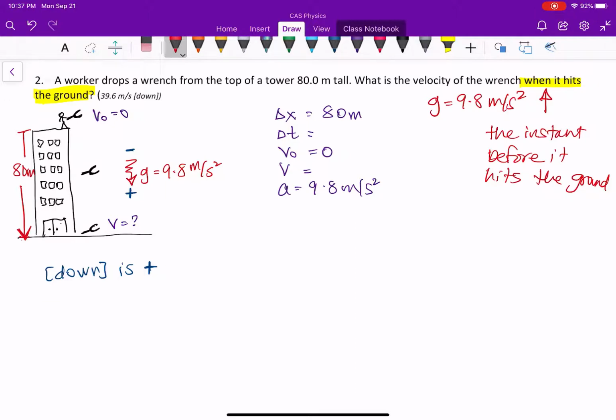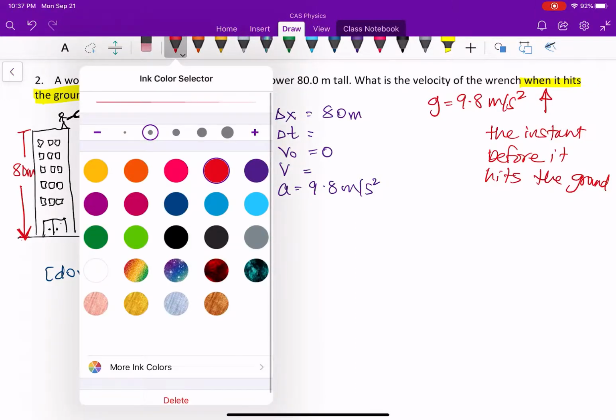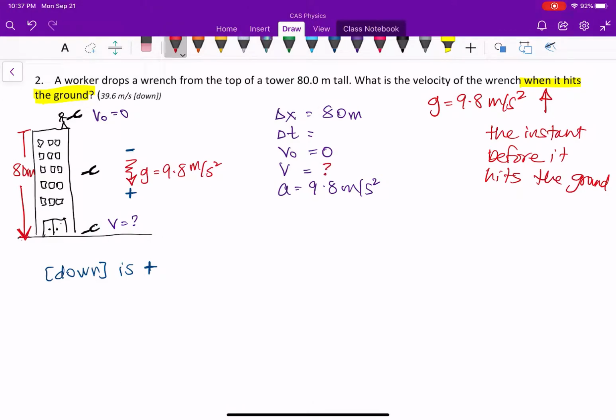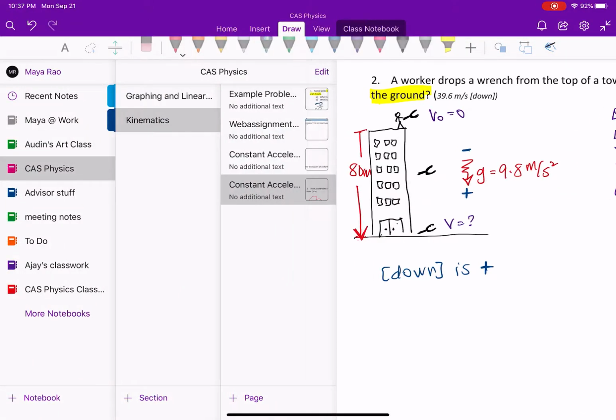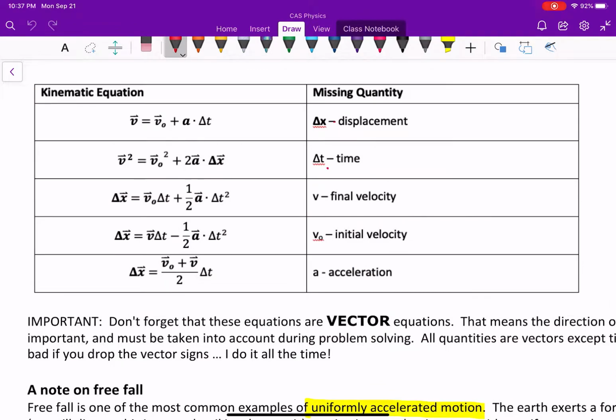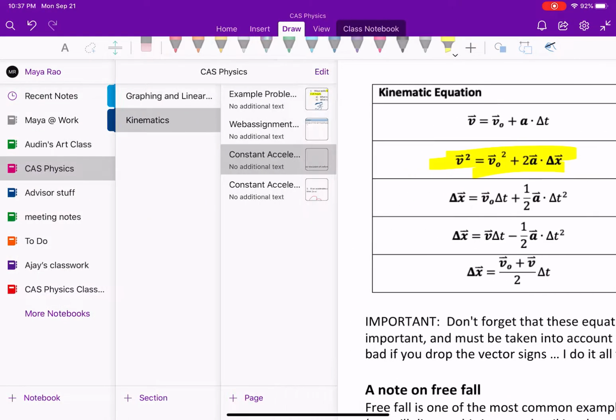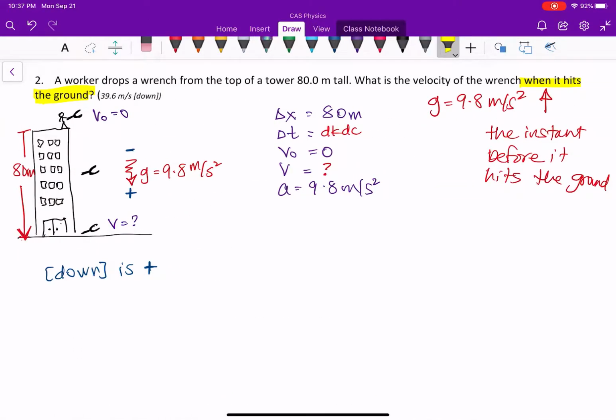The question is asking me for the velocity, so this is what we're being asked to find. So in this case, my don't know, don't care is time. So going back to the equation sheet that we had here, if don't know, don't care is time, then this is the equation I'm going to use. So v squared equals v naught squared plus 2a delta x. So then I will write that down. v squared equals v naught squared plus 2a delta x.